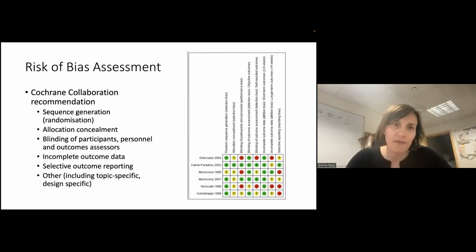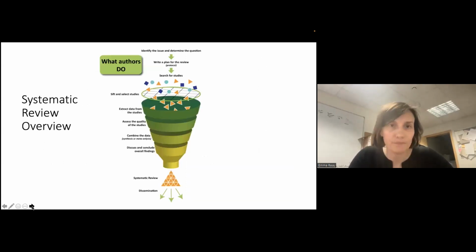So you're looking specifically to try and reduce the bias from sequence generation. So in other words, are they randomized? Allocation concealment, if the patients or the participants are blinded, as Chris mentioned previously, whether or not the papers have an incomplete data set, and whether or not the papers are selectively reporting their outcomes, and other topic-specific design biases. And then each paper is ranked based on its bias as well.